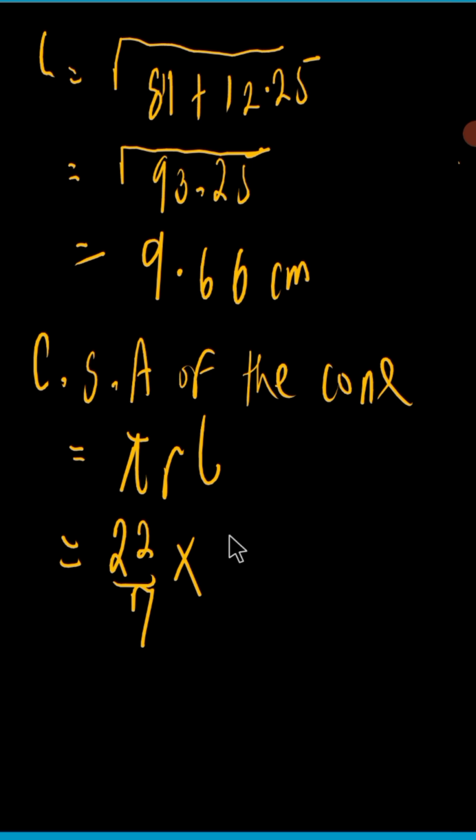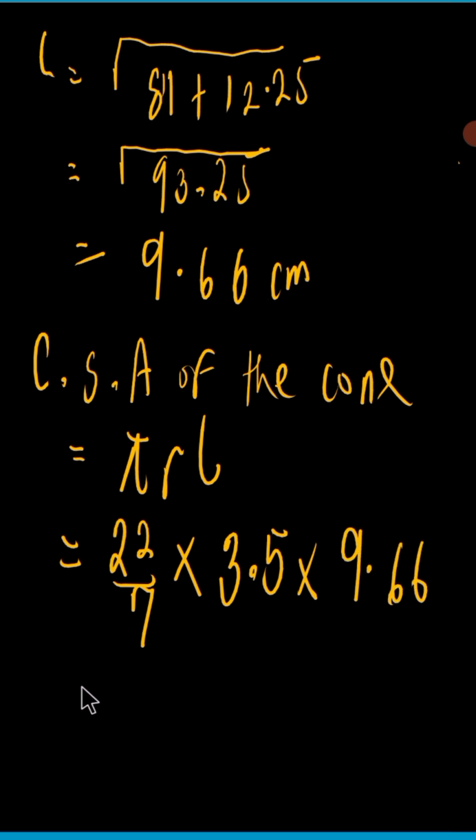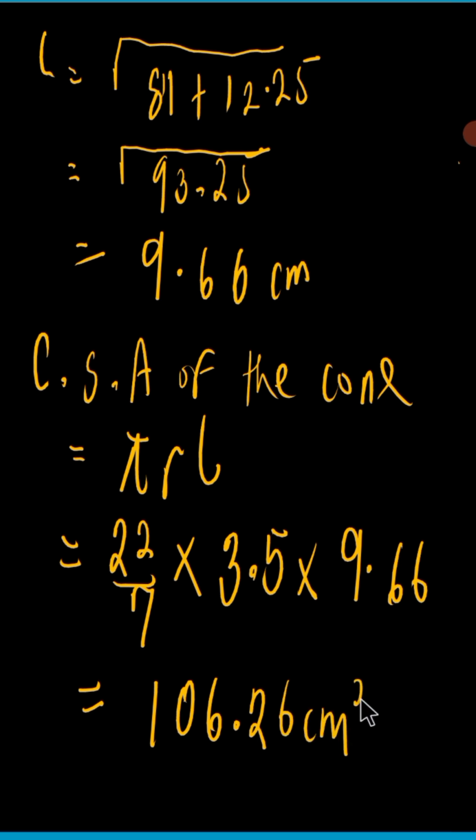Our r is 3.5. Then times our slant height, which is 9.66. And everything will give us 106.26 centimeter squared. This is the curved surface area of the cone.